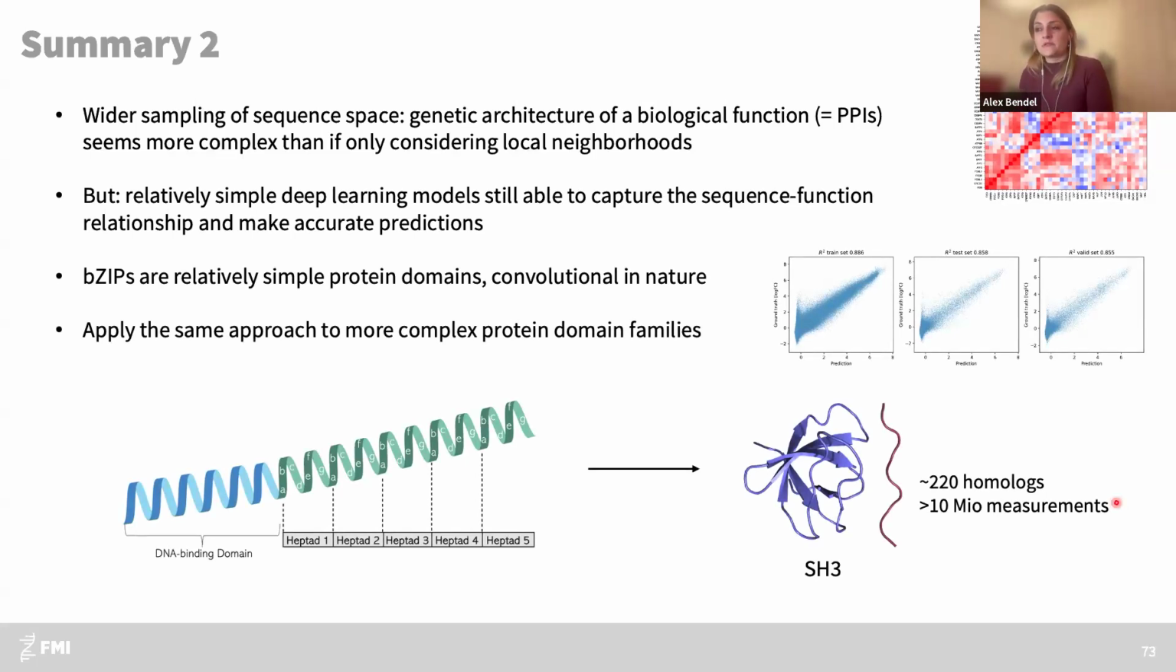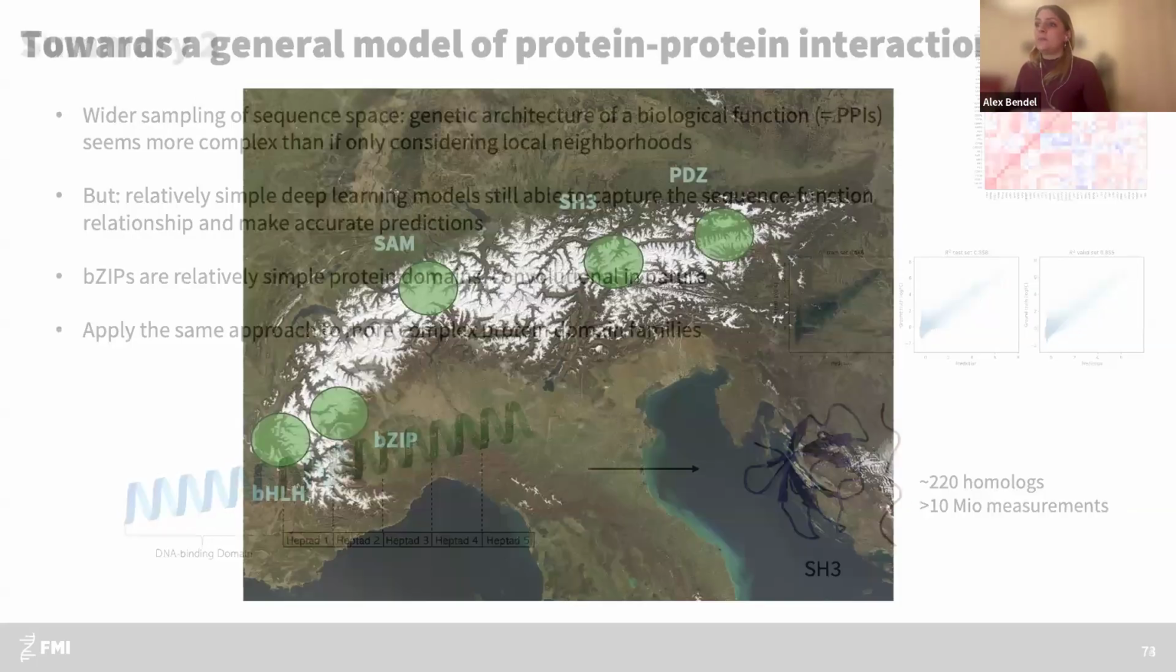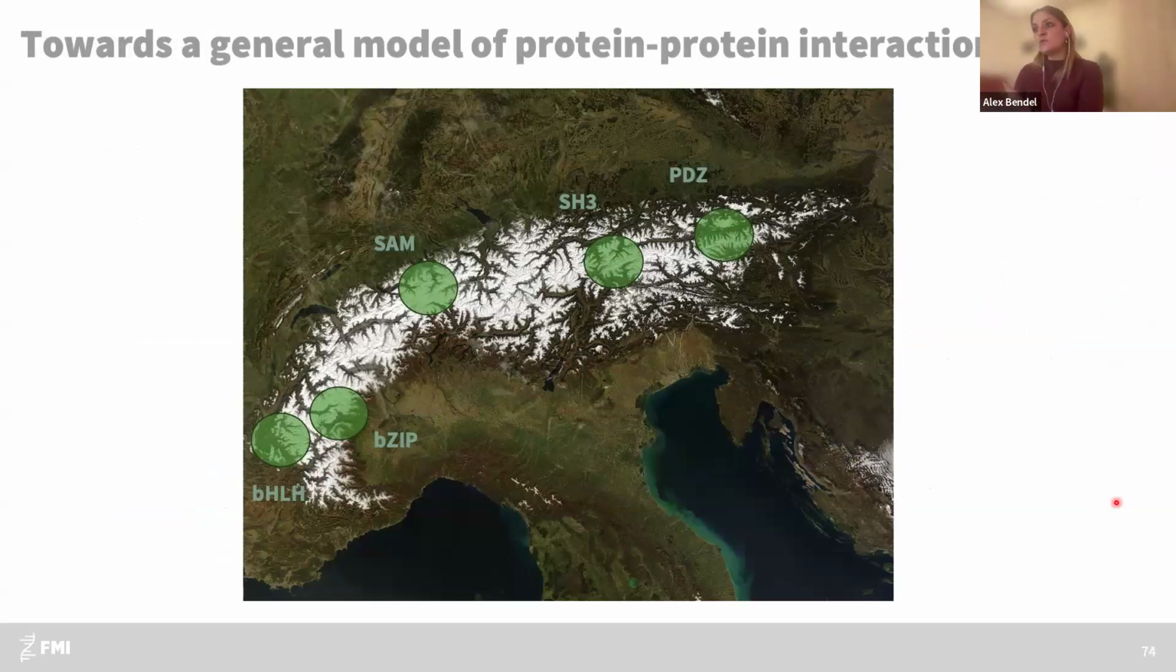So now the outlook or the goal of the lab is, of course, to apply this approach to more complex protein domain families and check if we observe similar phenomena. And currently in the pipeline is, for example, the SH3 domain family and an even larger deep mutational scan here. So basically, to zoom out of our landscape even further, the idea is now to really get towards this general model of protein-protein interaction. We need to try to sample as much sequence space as we can of different protein domains and understand how the genetic context really influences protein function.